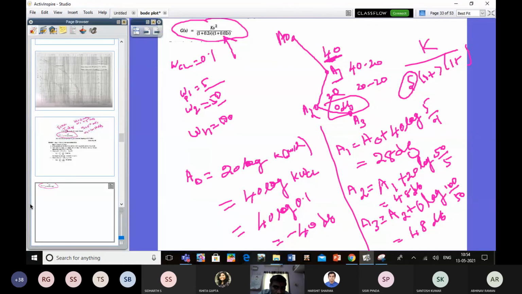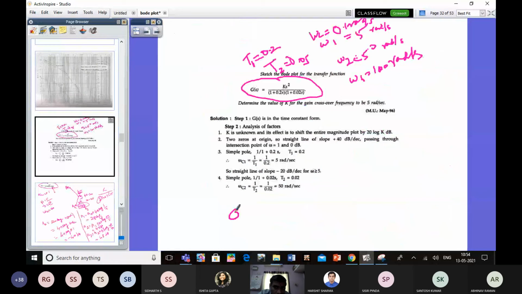Next, how to determine the phase angle? Tell me first, you will complete. Siddharth, you tell me the phase angle. Which is first, the pole or the zero? Which one will come first? Zero will come first. How many zeros are there? Two zeros at the origin. So what is the phase angle? Plus 180. Directly you can write plus 180 degree.